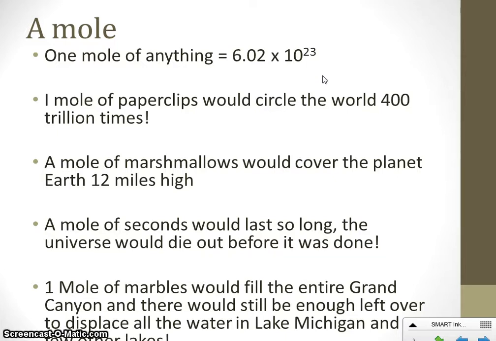If we had a mole of seconds, that would last so long that the universe would die before we got to count all those seconds. And if we had a mole of marbles, they'd fit into the Grand Canyon, and there would still be enough left over to displace all the water in Lake Michigan and a few other lakes. So that is a lot. 602 billion trillion marbles. That's a lot.